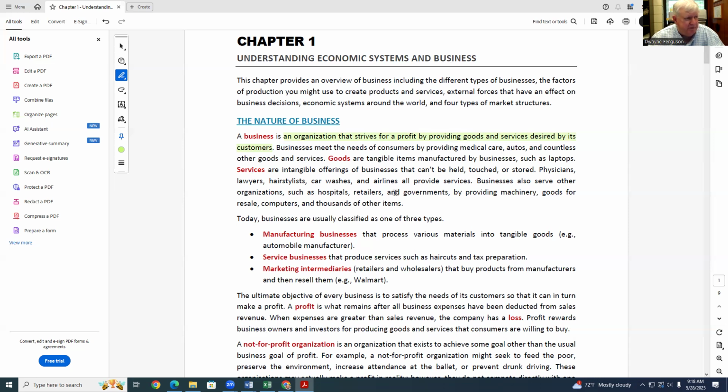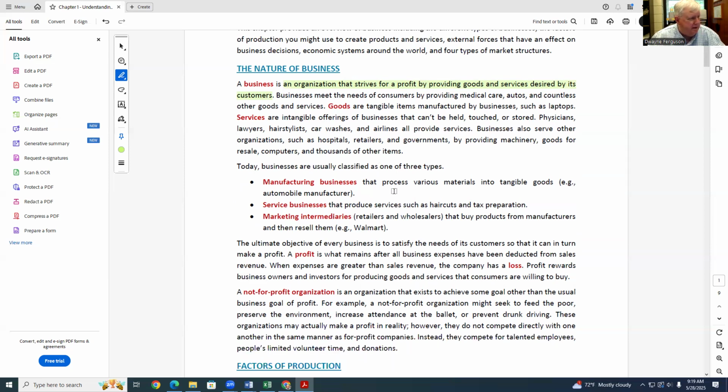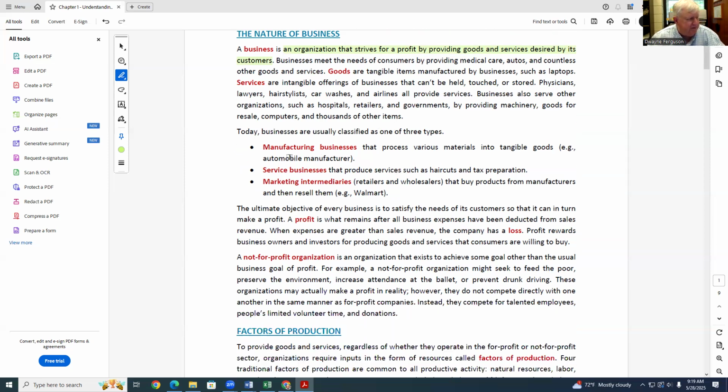But of course, a good is something you can touch. So I've got examples in here like a laptop. A service is something you can't touch. Something like getting your hair cut or getting consultation from a lawyer or any kind of service that's provided to you. A lot of businesses provide a good and a service. So anyway, I gave you the definitions of goods and services. One's tangible, one's not. A lot of businesses are manufacturing businesses, but not as prevalent as they used to be.